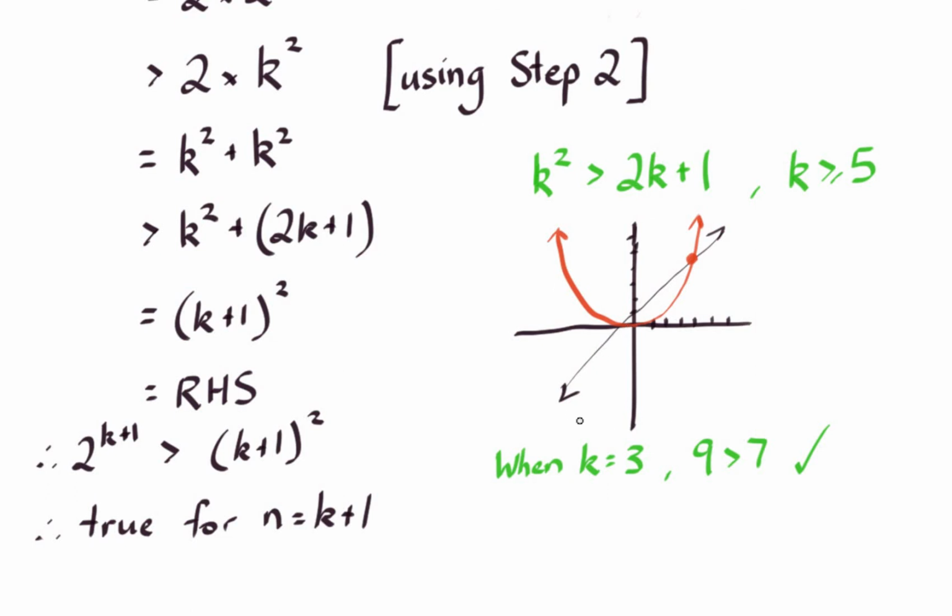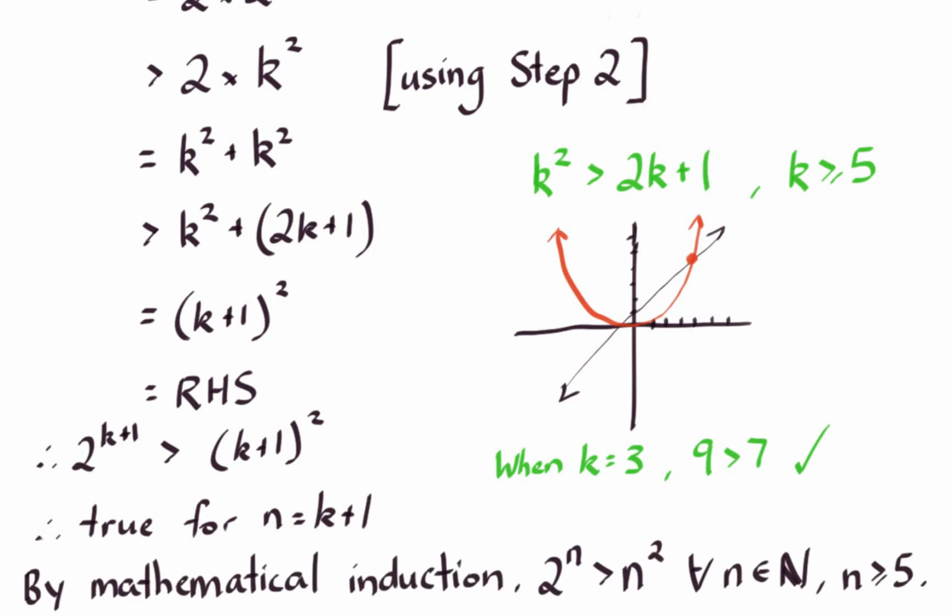Okay, so now that we've shown this is true for n equals k plus 1, we can write our final statement. By mathematical induction, 2 to the power of n is greater than n squared for all n belonging to the natural numbers, but where n is greater than or equal to 5.